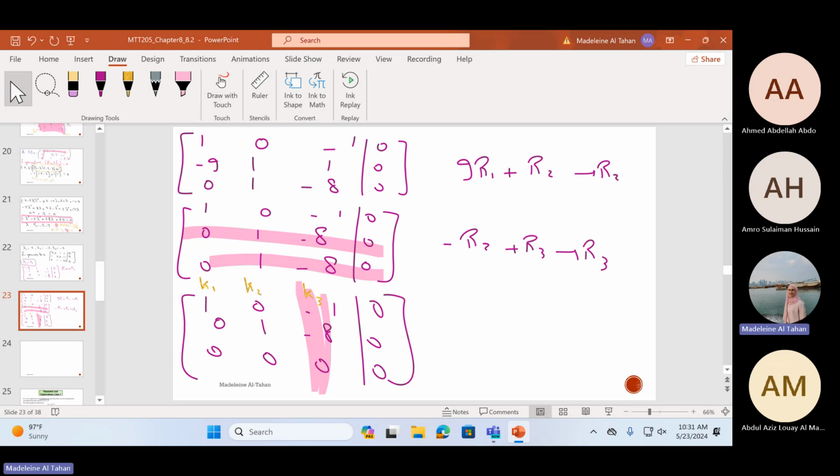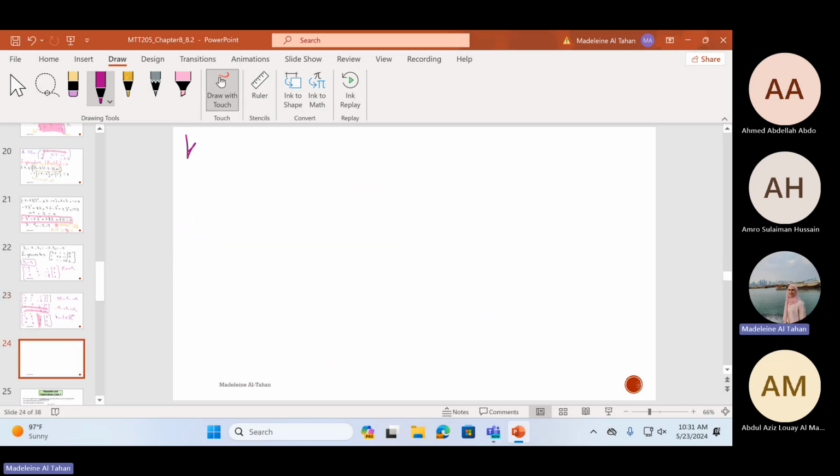Okay, so how do we continue? K3 belongs to R. What will we get now? K1 minus 9K2 equals 0 and K2 minus 18 equal to 0. How do we solve that? Start from the second, right? So K1 will get its value and K2 as well.